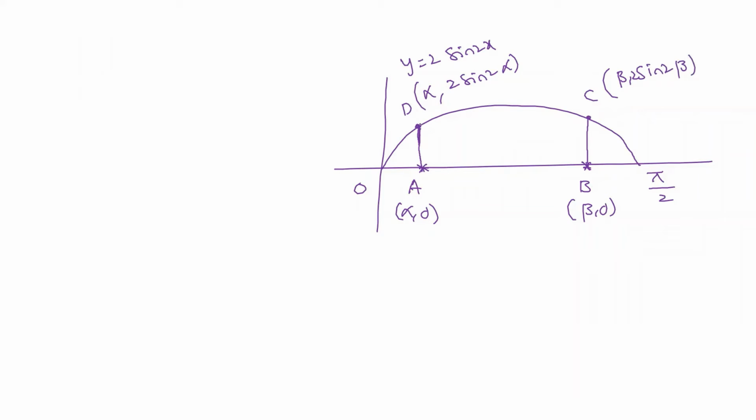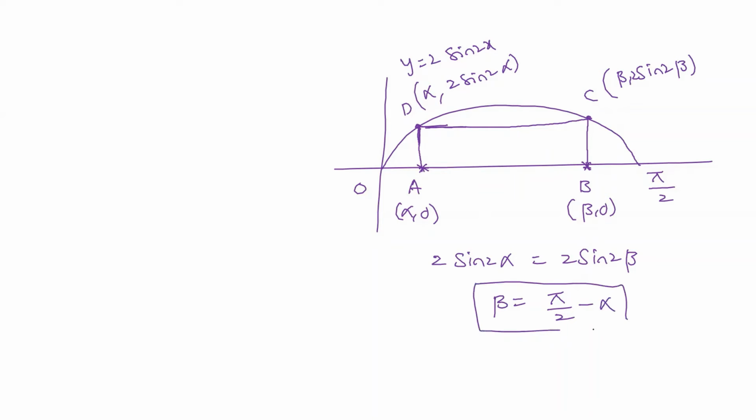Now we have to get a rectangle. So obviously, if I join this one, as the question says, we have to get a rectangle. So obviously, we know AB has to be parallel to CD, right? So from that one, we can directly tell 2 sine 2 alpha is going to be equal to 2 sine 2 beta. That we know, because AD should be equal to CB, right? That length should be equal. So from here, we can write a relation. Beta is going to be equal to simply pi by 2 minus alpha. So let it be like this.